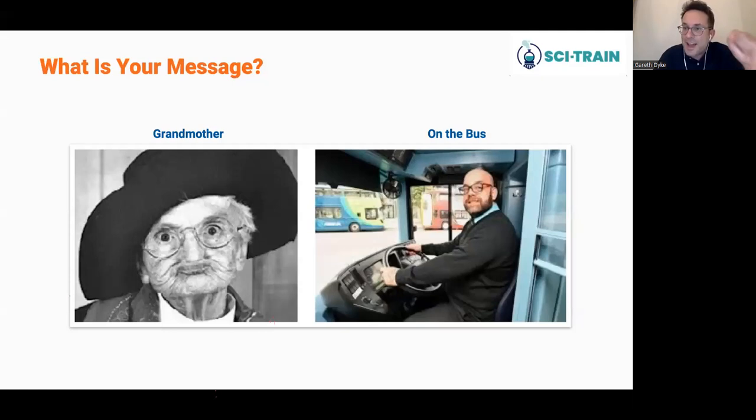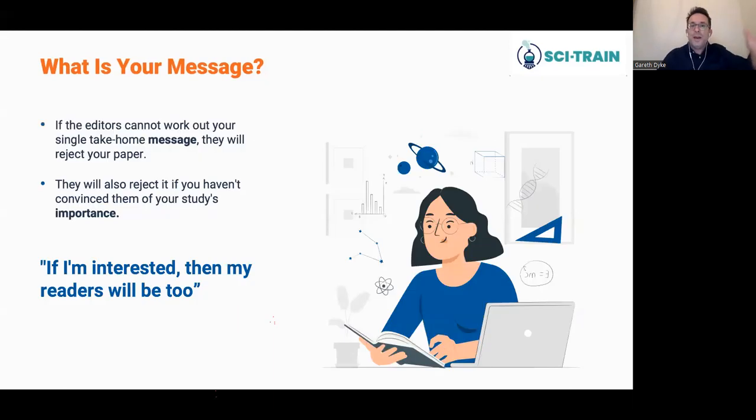This is messaging in academic article preparation. It's key to success when you send your papers to international journals, because if editors, those people doing the editorial triage as you send your paper into the journal, can't work out your take-home message, they're going to reject your paper without sending it out for peer review. They'll also reject your paper if you can't convince them of your study's importance. Editors think, if I'm interested in this work, my readers will be too. And that's key to remember.